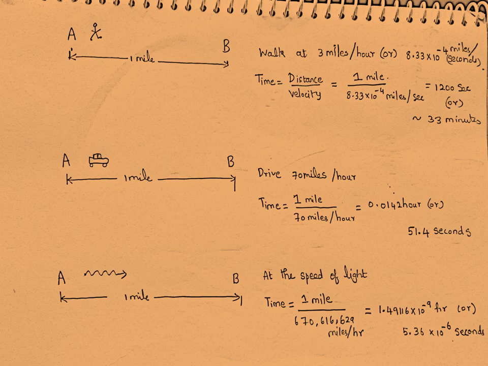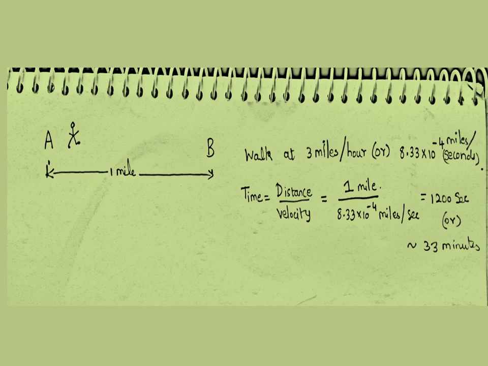In the first case, we are traveling by walking at 3 miles per hour, that is 8.33 × 10^-4 miles per second. At this speed, we will reach 1 mile, that is, we will reach the destination library, at time 1200 seconds. The math is shown here. Time is found by distance divided by velocity, and we get 1200 seconds or 33 minutes. That is somewhat okay. Let us see the next case.